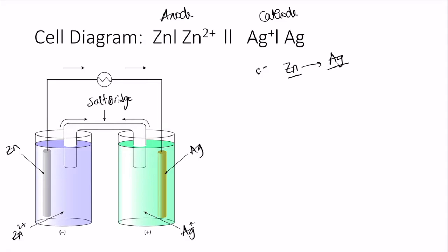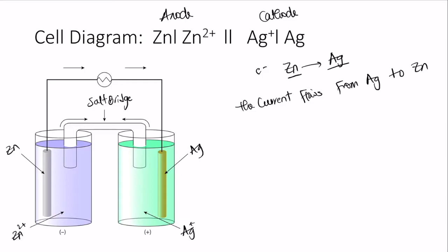The electrons flow from the anode to the cathode, while the current flows from Ag to Zn. It's the inverse of the electron flow.